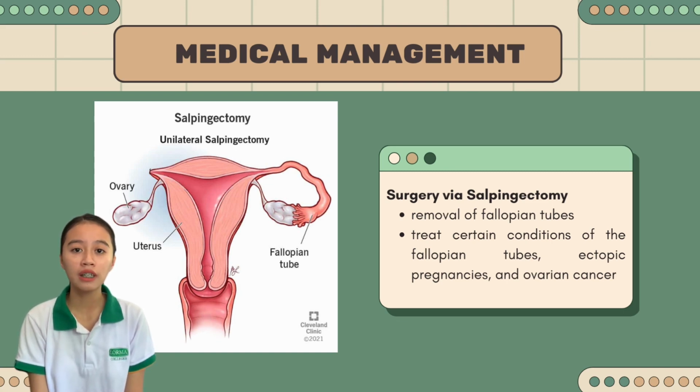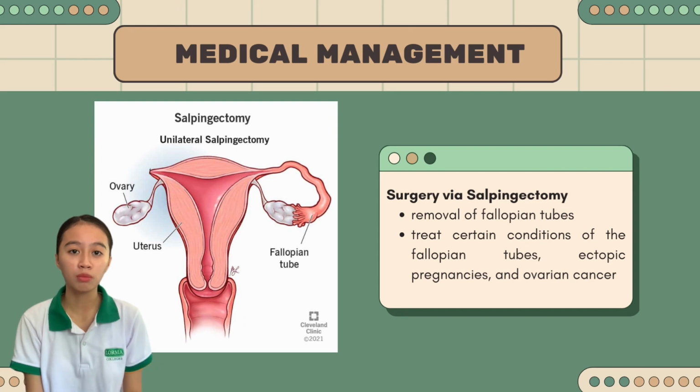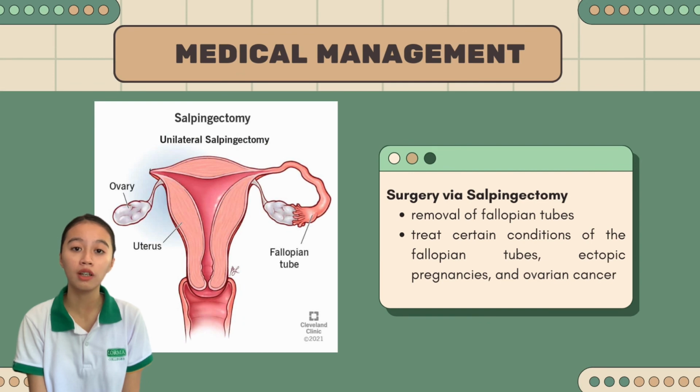So we have here the salpingectomy. It is a surgical procedure where one or both of the fallopian tubes are removed. It is performed to treat certain conditions of the fallopian tubes and ectopic pregnancies, and as a preventive measure for women at high risk of developing ovarian cancer.